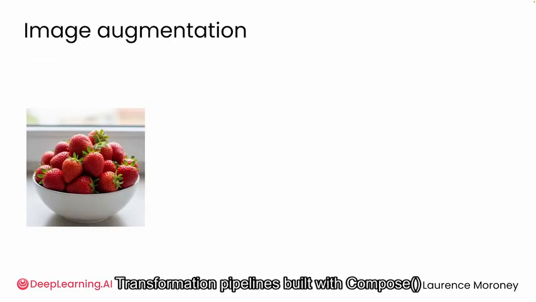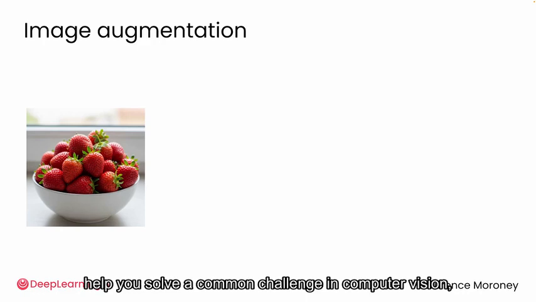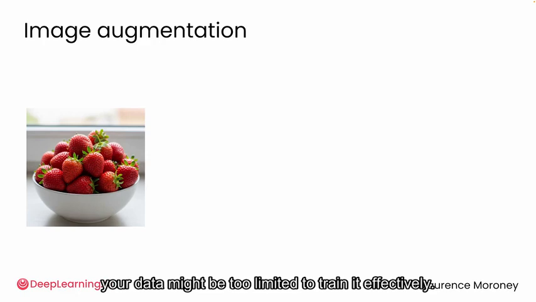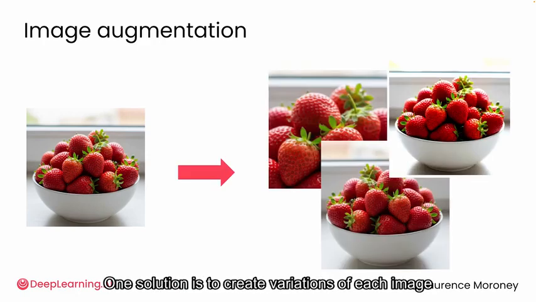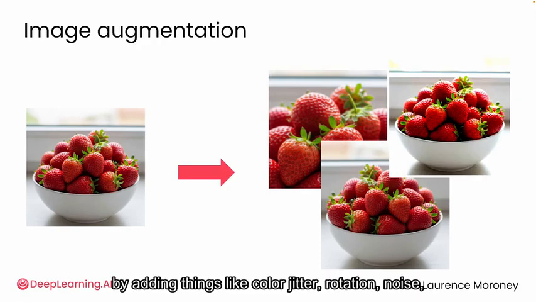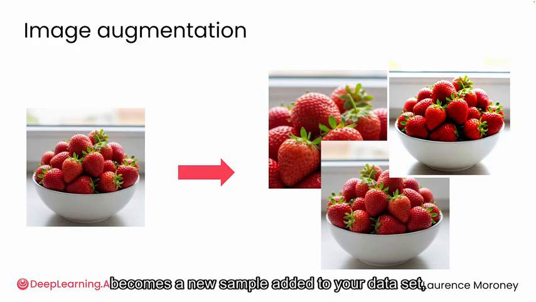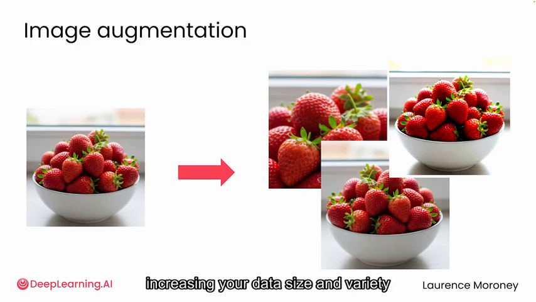Transformation pipelines built with Compose help you solve a common challenge in computer vision, and that is having a small dataset. Even if you have a good architecture, your data might be too limited to train it effectively. One solution is to create variations of each image by adding things like color jitter, rotation, noise, random crops, and random resizing. And this is known as image augmentation. Each new version of the image effectively becomes a new sample added to your dataset, increasing your data size and variety without requiring you to collect new data.